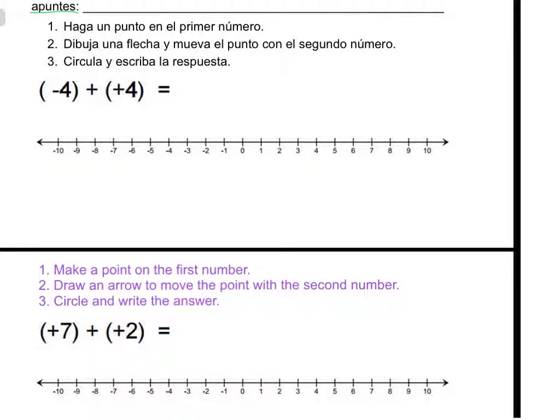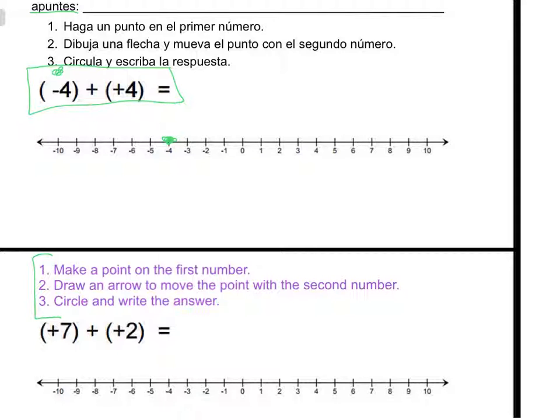Apuntes means notes, so here are our notes. I translated them into English right here. The first step is to make a point on the first number. Please copy down this step now. So let's make a point on the first number. In this math problem, the first number is right here, that's -4. So we're going to start with -4. Make a point on -4.